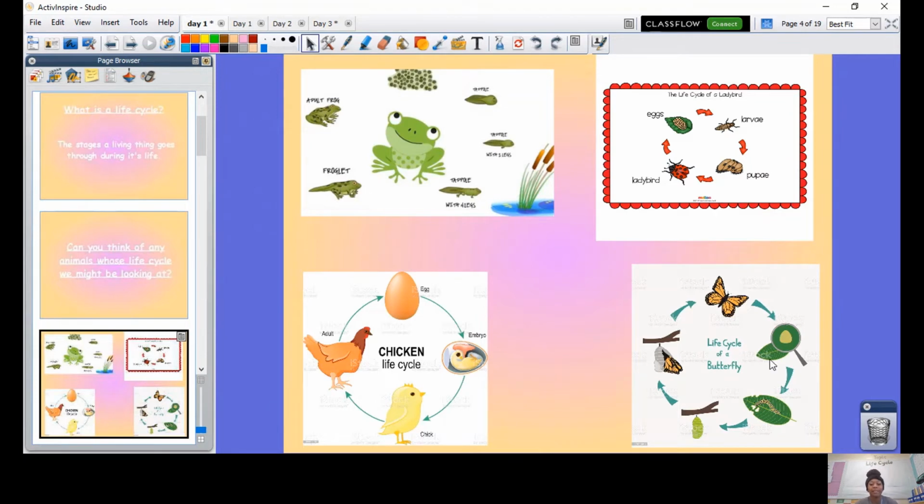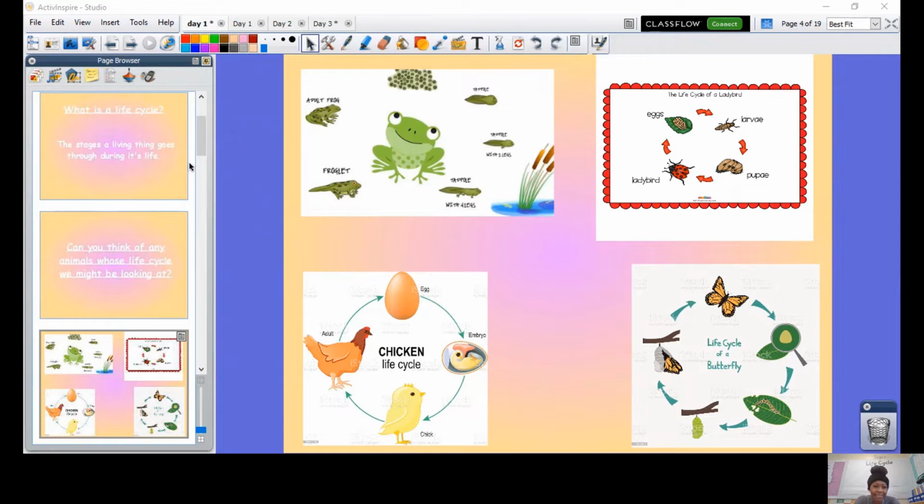So we are going to be looking at the life cycle of a butterfly. We are going to be looking at the life cycle of a chicken, the life cycle of a frog, and also the life cycle of a ladybird, sorry. And there are different books as well that you can look through that will explain the life cycles of these animals. For example, the life cycle of a butterfly, most famously known, is the Very Hungry Caterpillar. So we would definitely be taking a look at that in literacy as well. So these are the four life cycles that we are going to be focusing on.